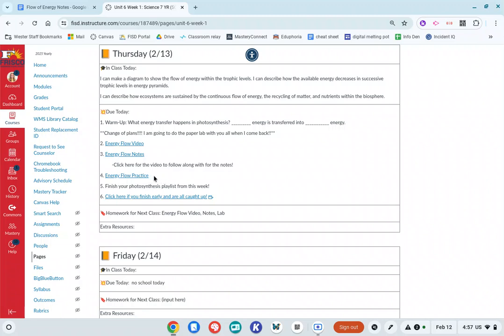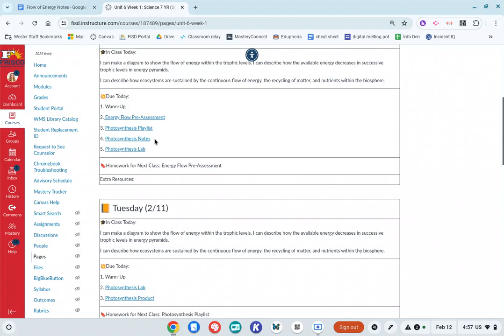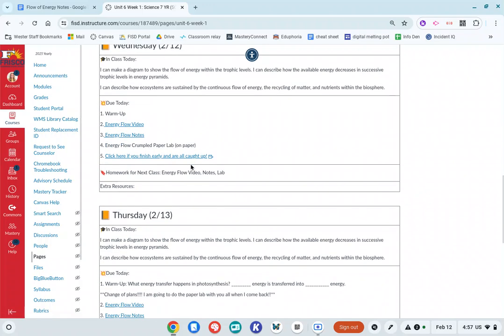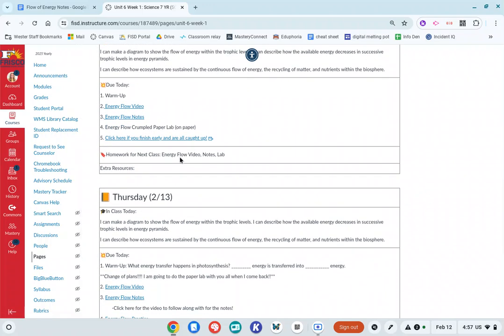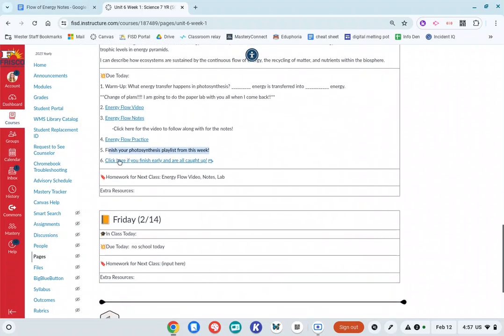And then once you finish that and turn it in, I want you to finish your photosynthesis playlist from this week. So that, again, is the photosynthesis notes for Monday, the lab that we did together, the product, and then make sure you finished anything else from my class. And if you are, you can click here and further your knowledge in the flow of energy throughout ecosystems.